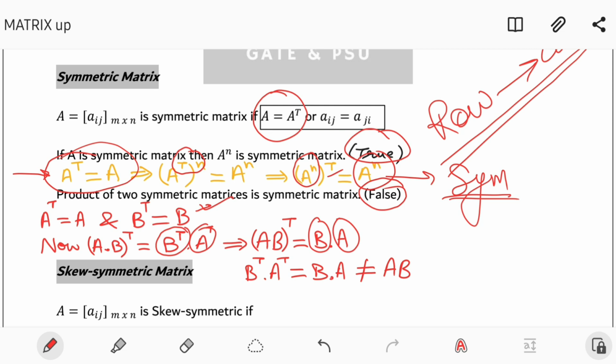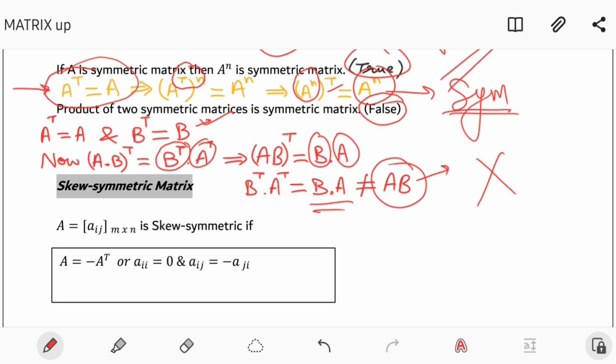When you open up (AB) transpose, this is B transpose into A transpose, as we know the matrix follows backward multiplication. So B transpose dot A transpose equals BA, and that's not equal to AB. Only when it is equal to AB can we say it is a symmetric matrix, but here we have got BA, so this is not followed. Try this on your own and you will get more clarity.